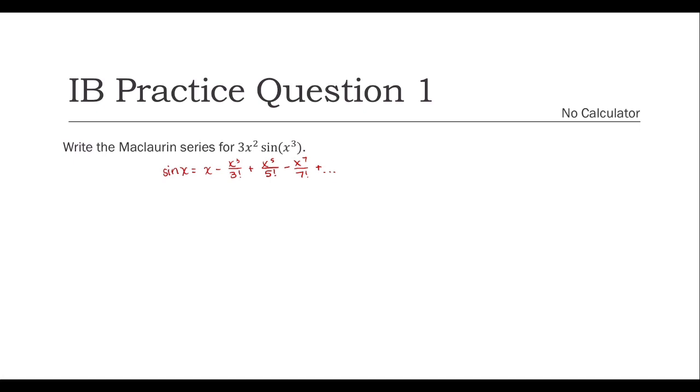So your sine is your odd degree ones. So our sine of x cubed would equal x cubed minus x cubed cubed over 3 factorial plus x cubed to the 5th over 5 factorial minus x cubed to the 7th over 7 factorial plus ... So this equals x cubed minus x to the 9th over 3 factorial, because we'd multiply these, plus x to the 15th over 5 factorial minus x to the 21st over 7 factorial.